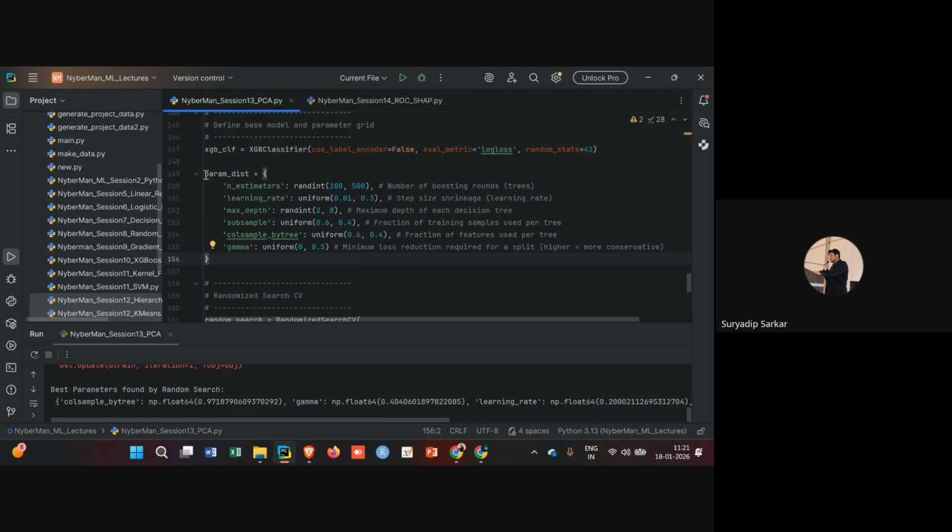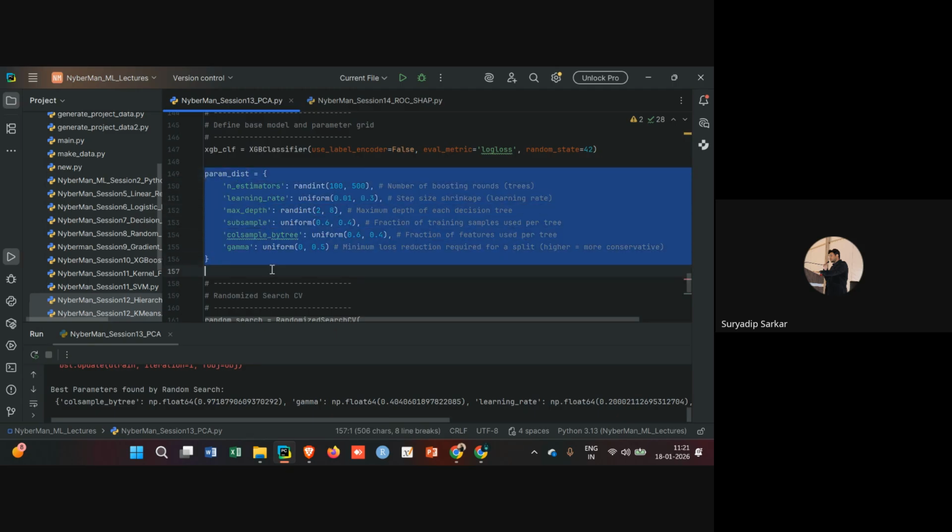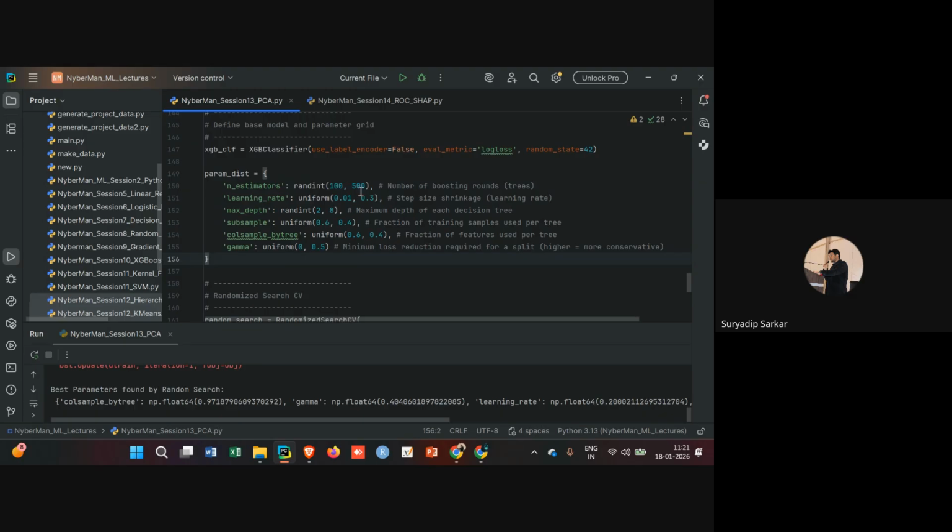This is a bit of a different strategy. You can use discrete numbers here, as well as sample directly from these distributions. That is up to you. I just wanted to show you guys this. That is why I have it here.